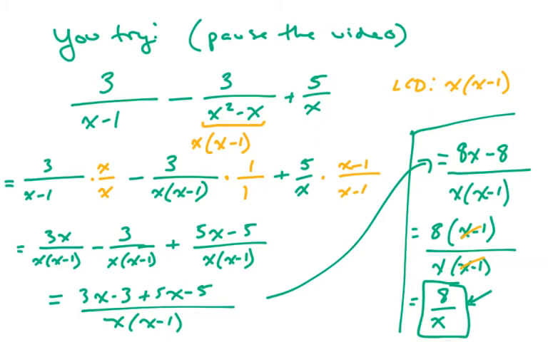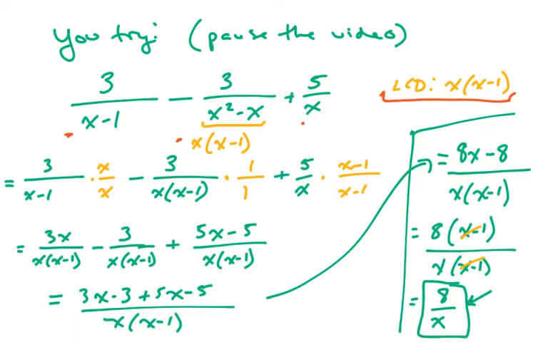Now I'll just quickly walk through this with you. First thing we had to do is factor all the denominators. X minus 1 doesn't factor. X squared minus x, you can factor an x out of both of them to get x times x minus 1, and the third one is just an x. Therefore, our least common denominator was x times x minus 1.